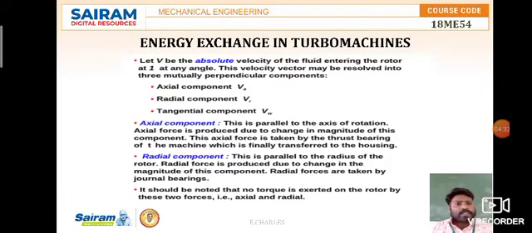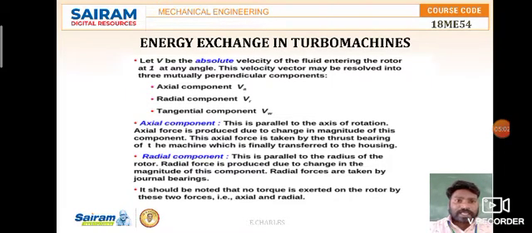Based on the position of the jet, water can come and hit at any angle. This velocity vector may be resolved into 3 mutually perpendicular components, as I showed you in the figure. They are the axial component, V suffix A, the radial component, V suffix R, and the tangential component, V suffix W. So we have the axial component, the radial component, and the tangential component.